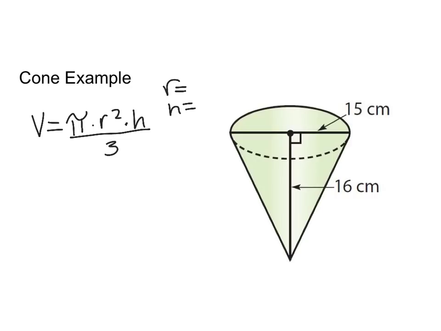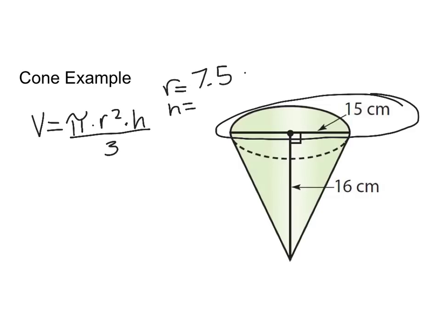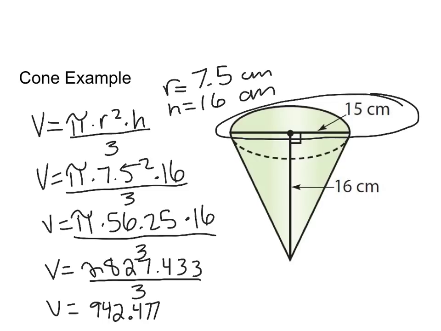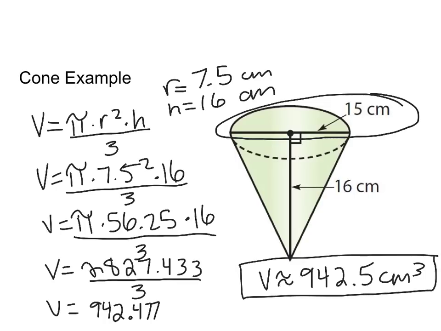So always start by writing down the formula. Then you need to decide the radius. So it might be tempting to say 15, but this line goes all the way across. So the radius would just be 7.5 centimeters, and the height is 16 centimeters. When we do that, we get that the volume is approximately, rounded to the 10th, 942.5 centimeters cubed. If you didn't get that right, check through my work and see if you can figure out where your numbers went wrong.